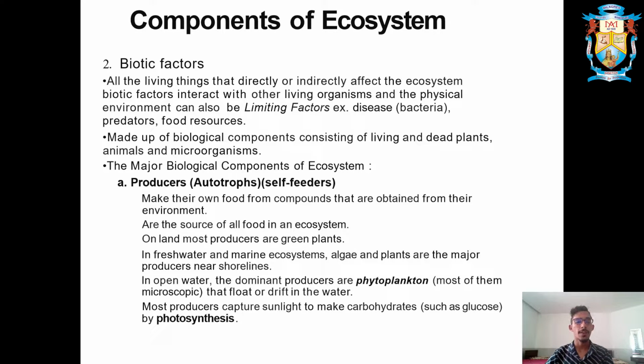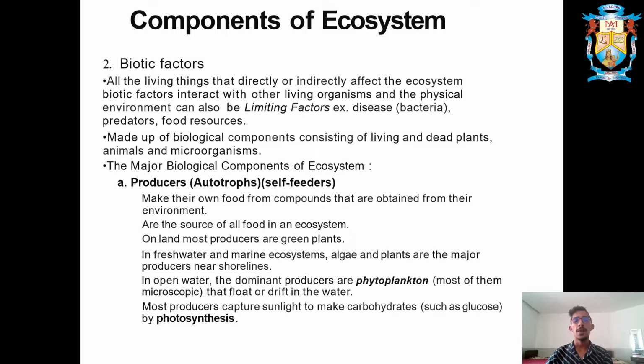Then we have the biotic factors, which are basically all living things that directly or indirectly affect the ecosystem. This biotic system is made up of biological components, that is living as well as dead plants, animals, and microorganisms. These biotic factors are mainly divided into three types: producers, consumers and decomposers. These are the various subcomponents of the biotic factors.